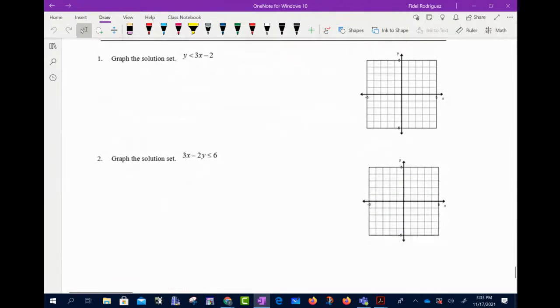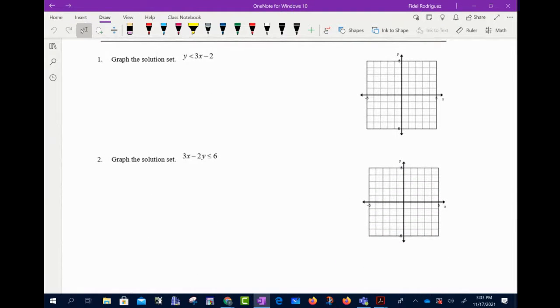Okay, so we're going to graph the solution set here. It says y is smaller than 3x minus 2. So step number one says, let's write the equation. y equals 3x minus 2. I don't remember if we did this in our class or not. Maybe we did, maybe we didn't. But if we didn't, we're going to go through some stuff that you guys probably did a long time ago.